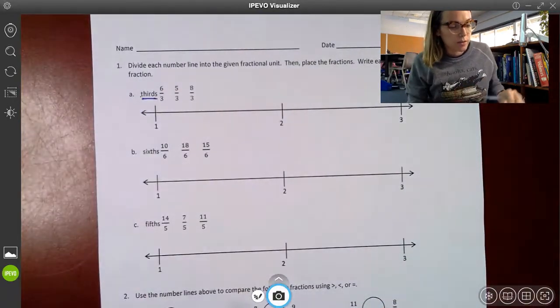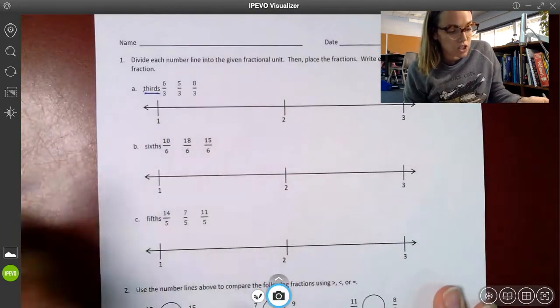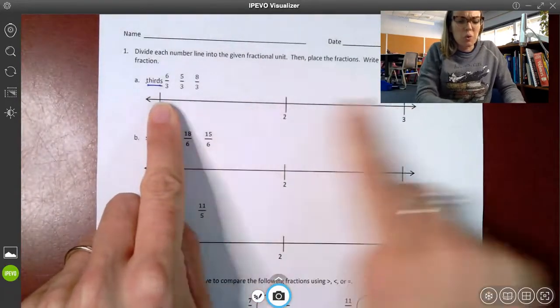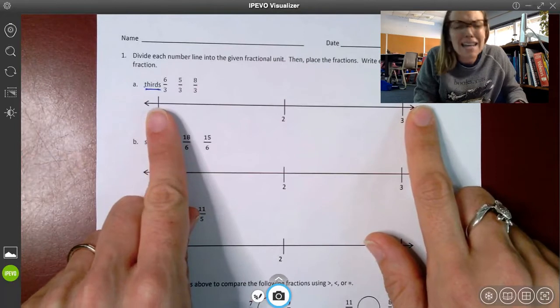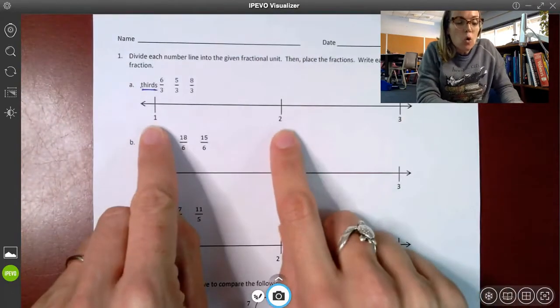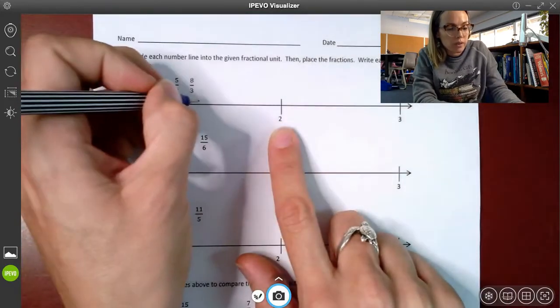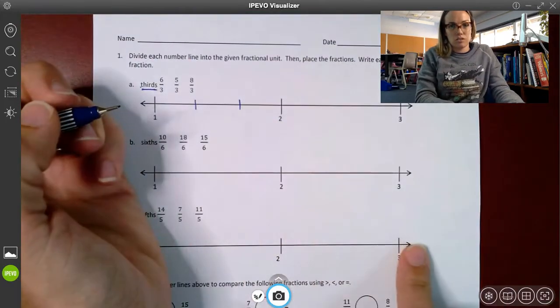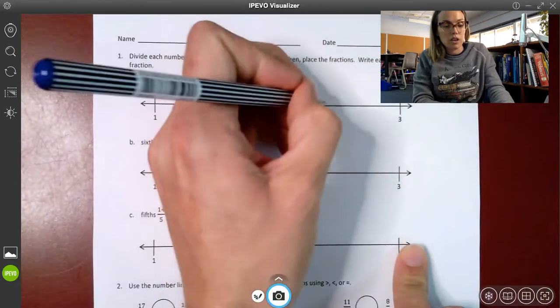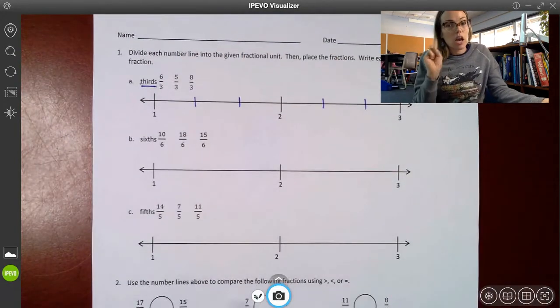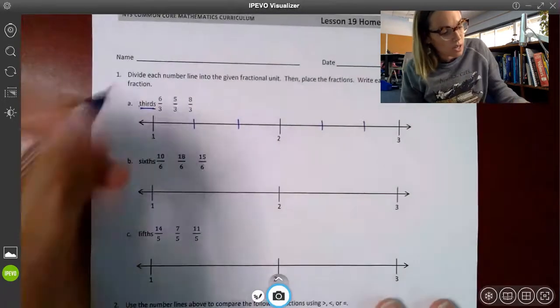We're looking at thirds here, right? So I need to partition my number line into thirds. Does that mean I partition this whole thing into thirds? No. Each whole number needs to be split into thirds. So between 1 and 2, I'm splitting this into thirds, and then between 2 and 3, I'm also splitting that into thirds. Now, additionally, I want to label each fractional unit.